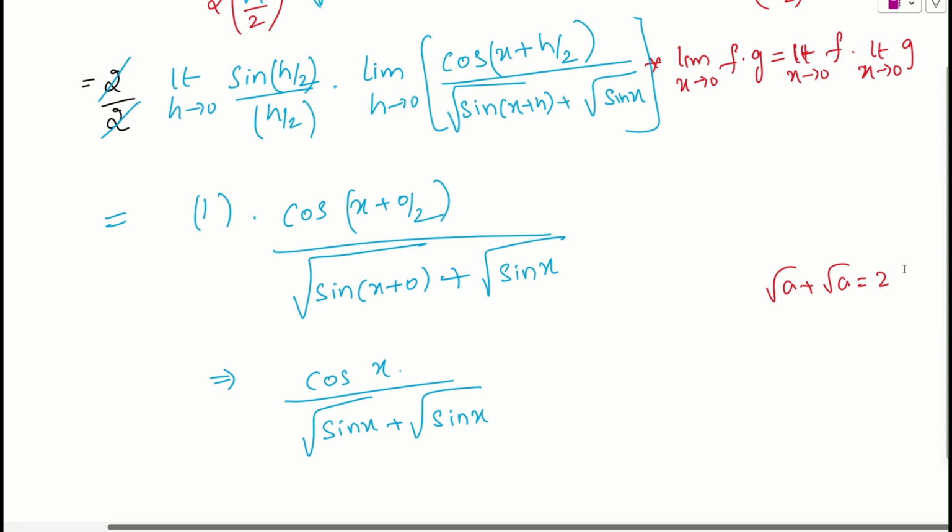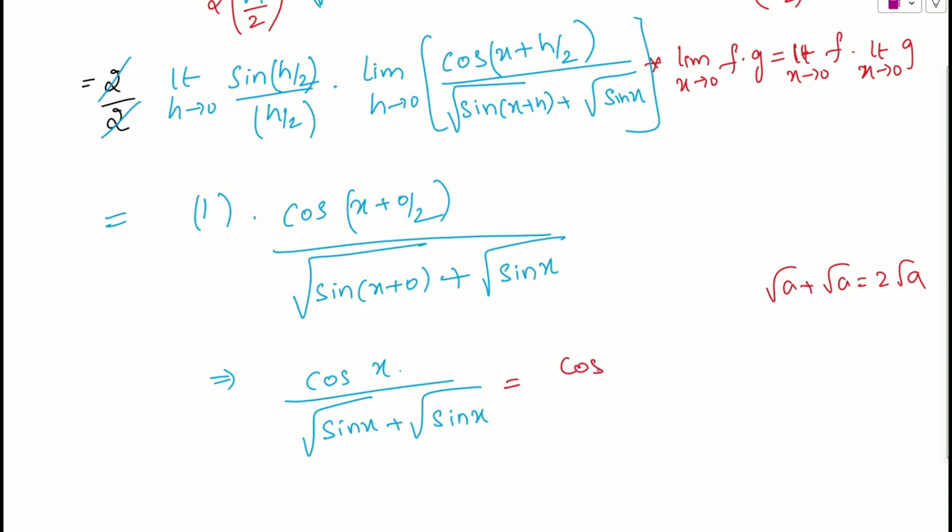The same formula I'll be applying here. This is simply 2 root a. I'll be writing the same thing in our case also. This is 2 root a. So this is cos x, and 2 root a is 2 root sin x. This is our final answer, right?